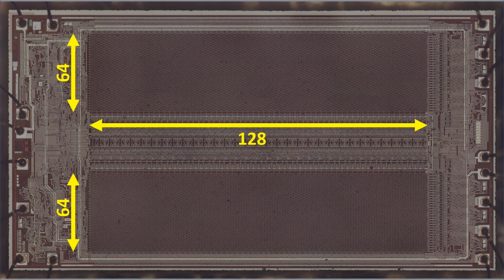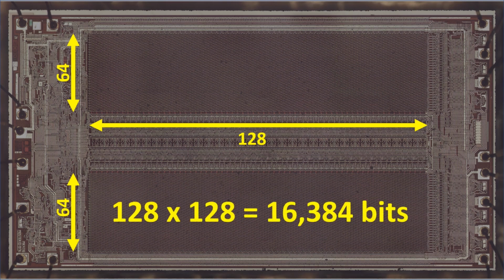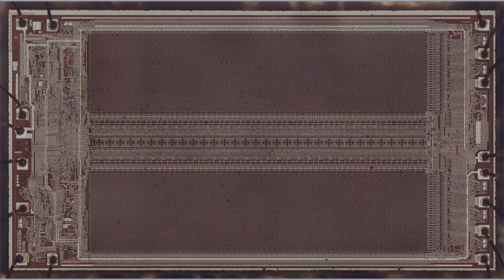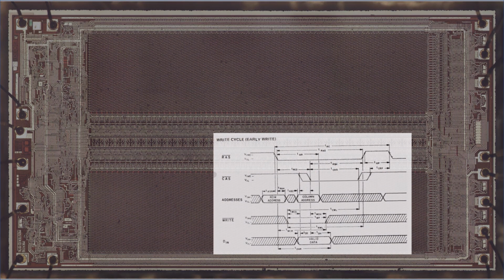128x128 array of memory locations that can be written to and read from, which gives you your 16 kilobits of storage capacity. By the way, thanks to Ken Shiriff for allowing me to use these images. Check out his blog via the link in the description. Now, what happens when we want to write data to memory? Let's follow along with the datasheet. This timing diagram is quite useful.